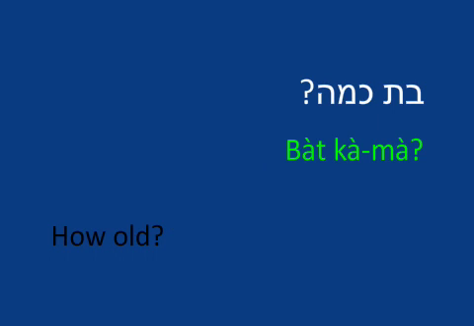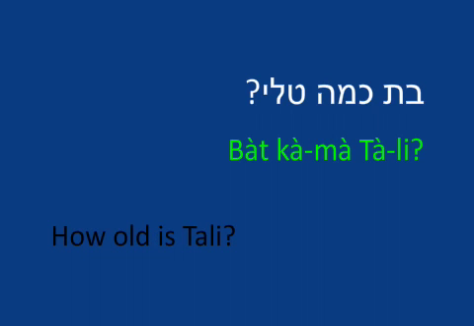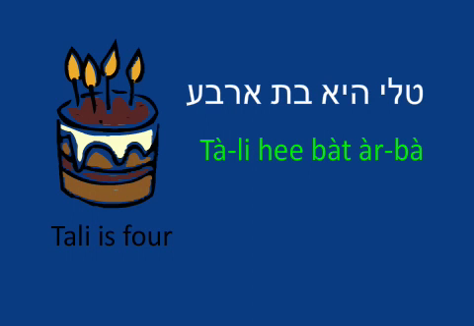For a female, the question changes slightly. To ask how old about a girl would be Bat kama. So let's ask, how old is Tali? Bat kama Tali? And the answer is, Tali hi bat 4. Tali is 4.